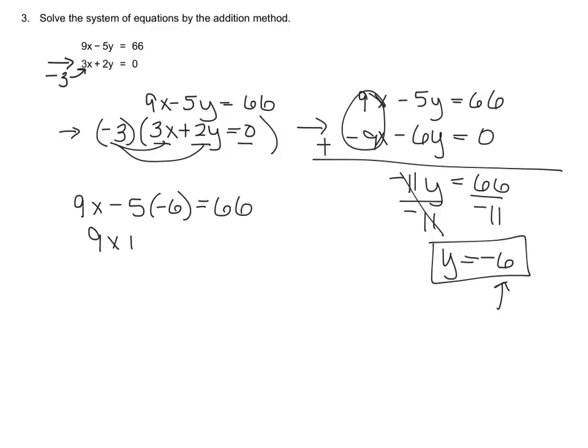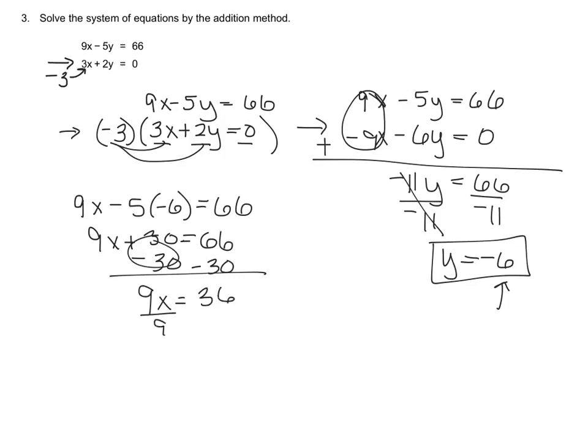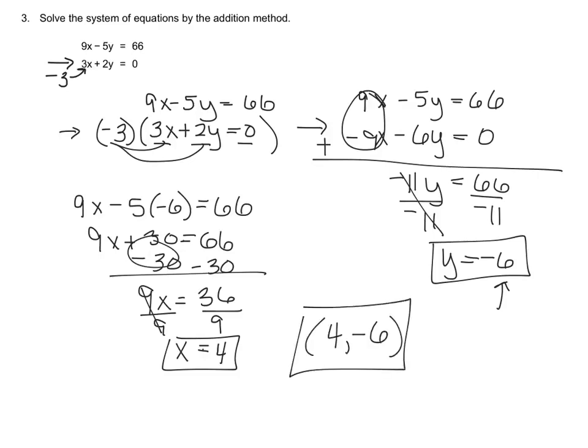So I have 9x plus 30 equals 66. I'll subtract 30 on both sides, and we get 9x equals 36, and then divide both sides by 9, and x equals 4. So the solution to the system is 4, -6, and again this is written as an ordered pair.